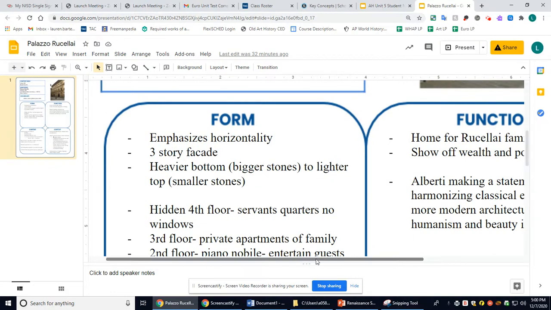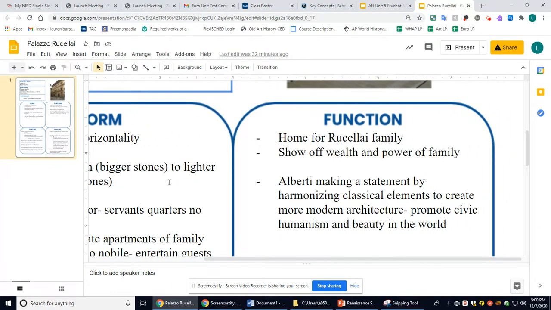So let's talk about the function. This was the home for the Rucellai family, and they definitely wanted to show off their wealth and power. I would also say Alberti, as the designer of this, is definitely making a statement on his own. So he's trying to harmonize classical elements to create a modern architecture that utilizes those classical elements.